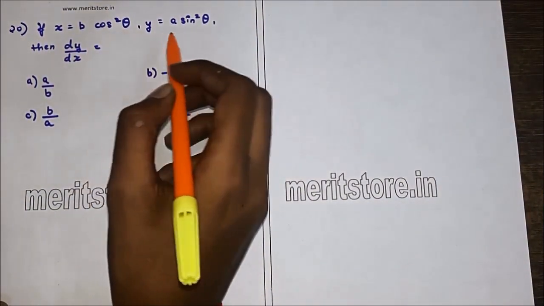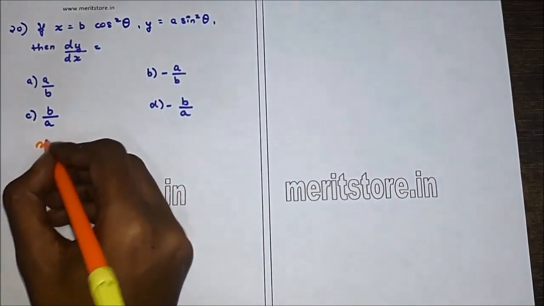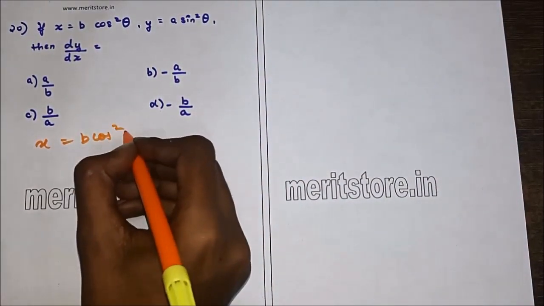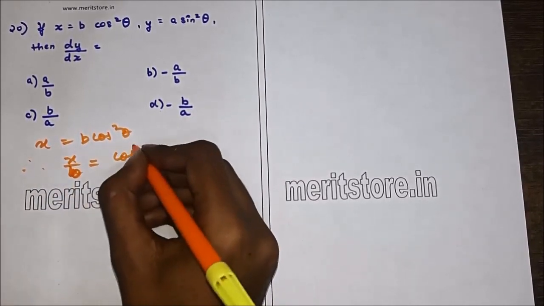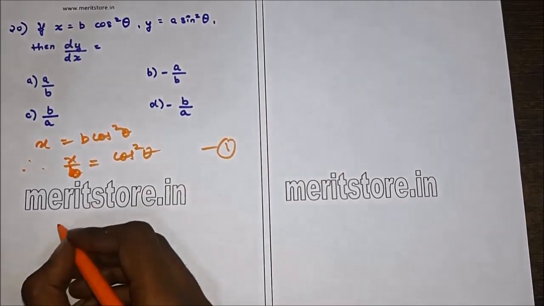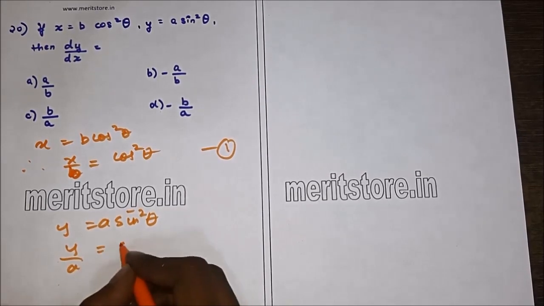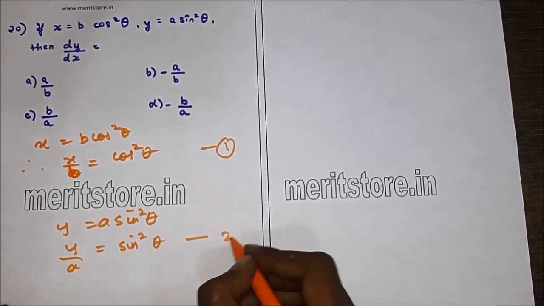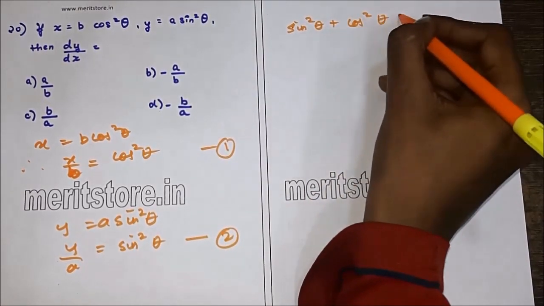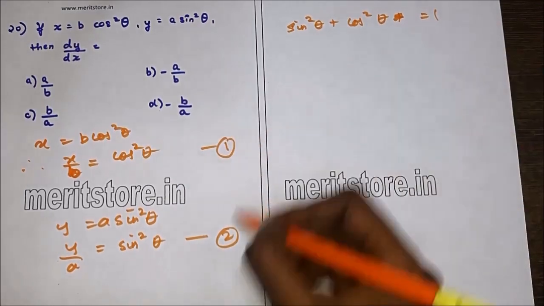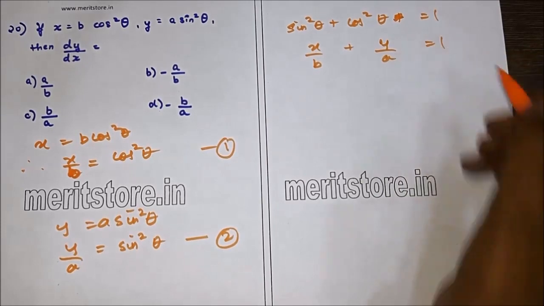If x is b cos square theta and y is a sin square theta, then find the value of dy by dx. So first x is b cos square theta. Therefore x by b is cos square theta. Let this be equation 1. Similarly y is a sin square theta. So y by a is sin square theta. Let this be equation 2. Now sin square theta plus cos square theta is 1. So from 1 and 2 we can say x by b plus y by a is 1.